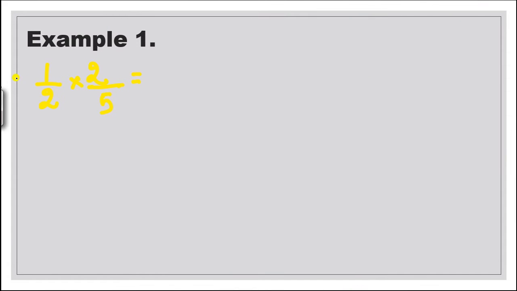First example, 1 by 2 into 2 by 5 is given. So what will we do? First we are going to multiply the numerators and the denominators, so that is equal to 1 into 2 by 2 into 5. Just simple. We just multiply numerators by numerators and denominators by denominators. 1 into 2 gives us 2 and 2 into 5 gives us 10. So the product is 2 by 10.